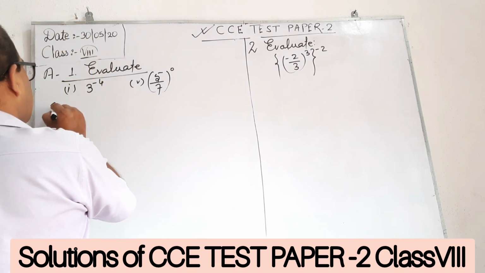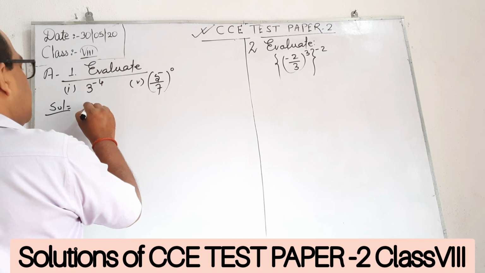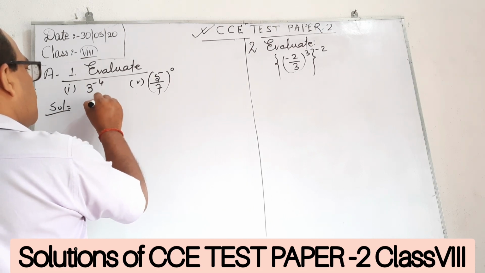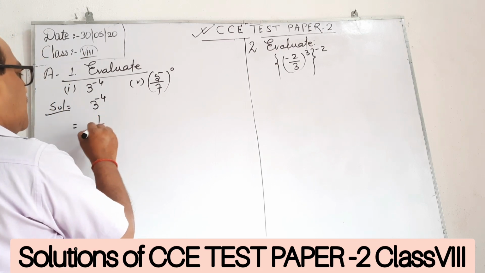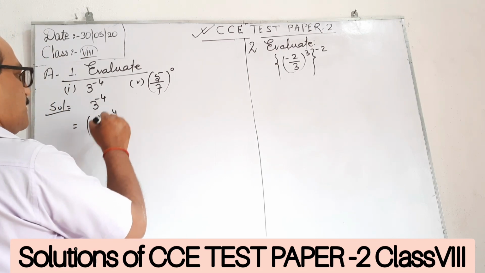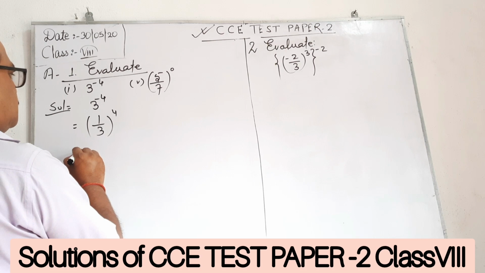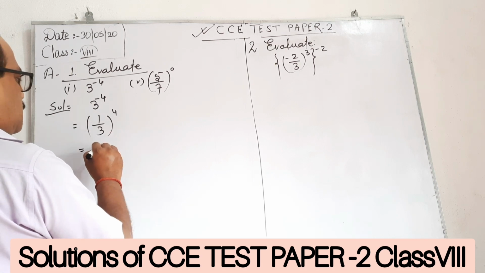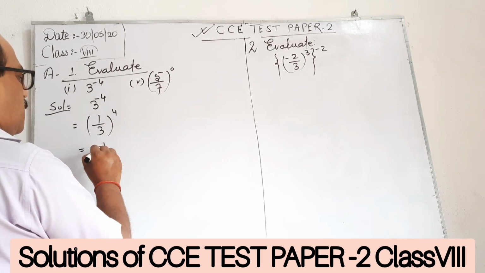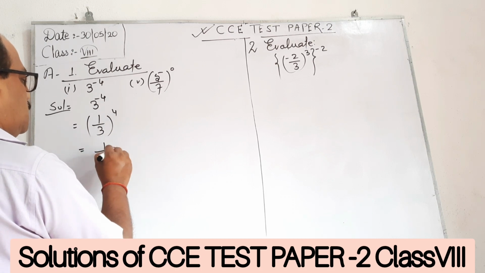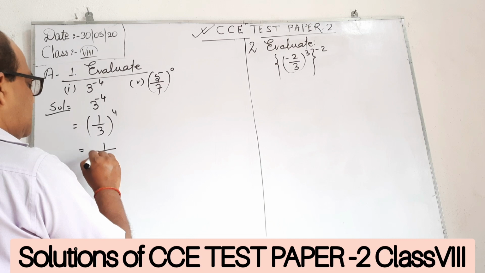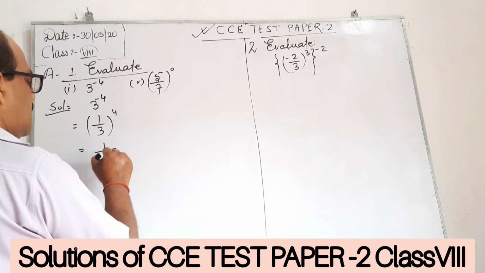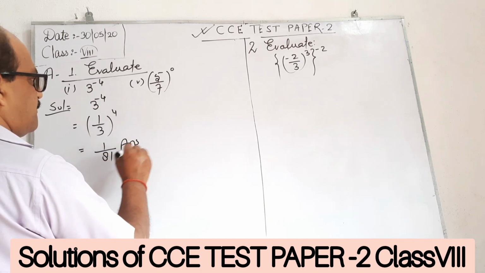Here the solution of question number 1 is 3 to the power minus 4. As we know, the reciprocal of this number is 1 by 3 to the power 4. So when you multiply it 4 times, you will get 1 upon 3 to the power 4, which means 3 3s are 9, 9 9s are 81. So this is your answer.